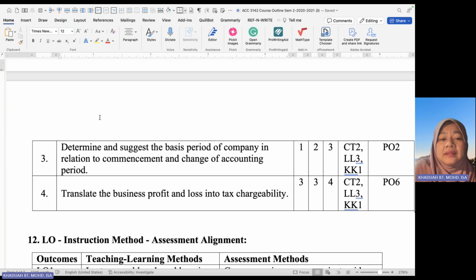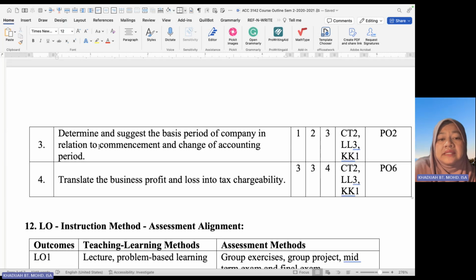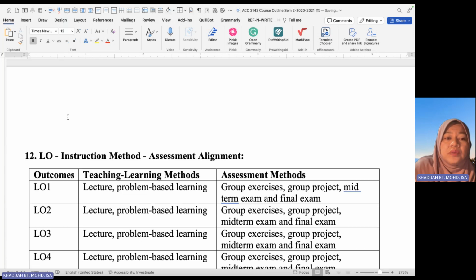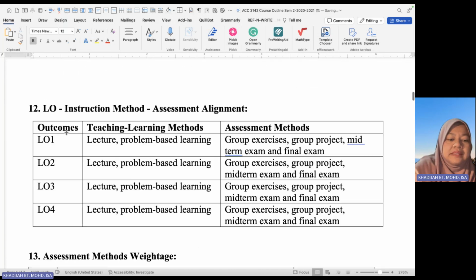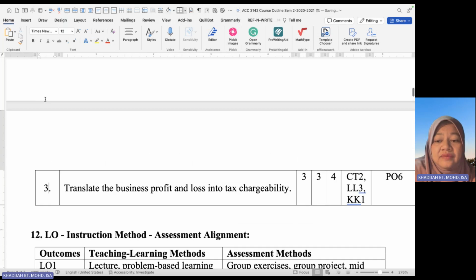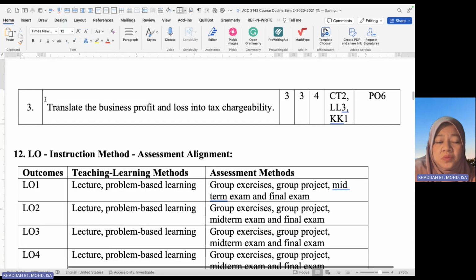And again, this number 3 is also removed. Why? Because you have covered this basis period and commencement change of accounting date when you did your tax 1. So that topic is also removed from taxation 2 because that is covered in taxation 1.